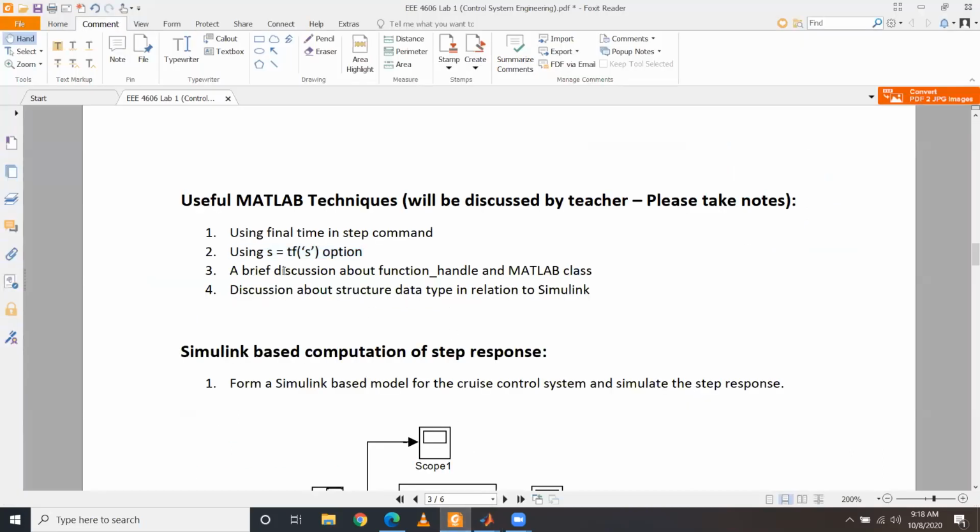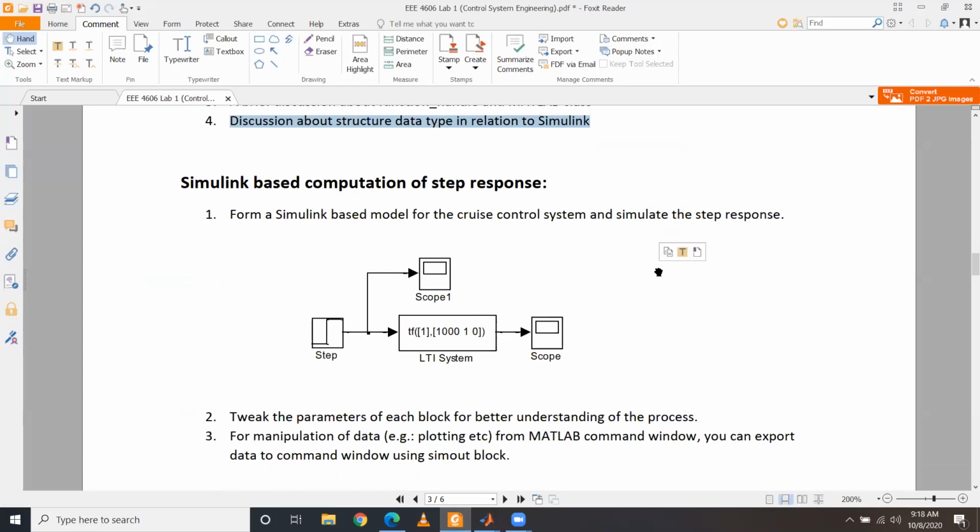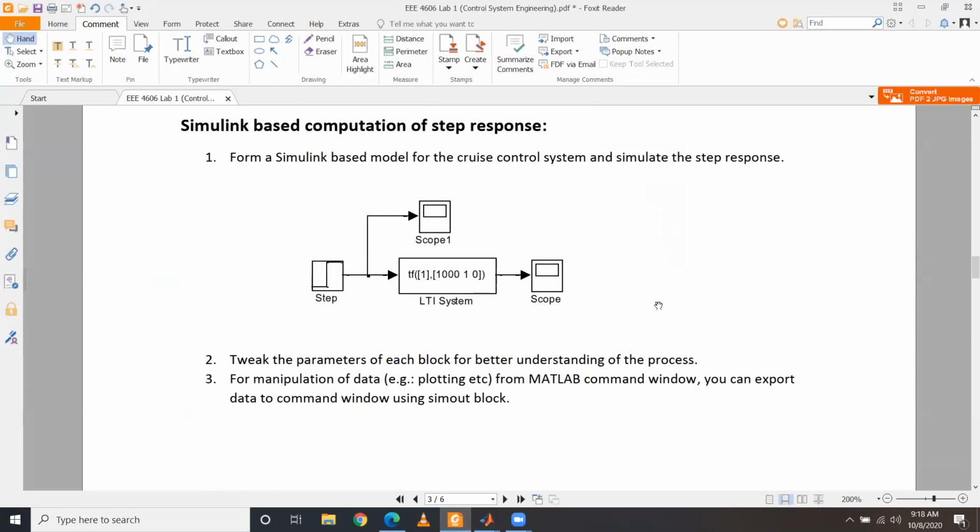And a brief discussion about function handle. We have already done that in the MATLAB class, not important. It will come later on. Discussion about structured data types in Simulink. So next we'll observe the step response using Simulink.